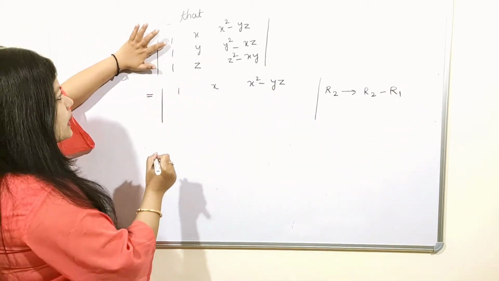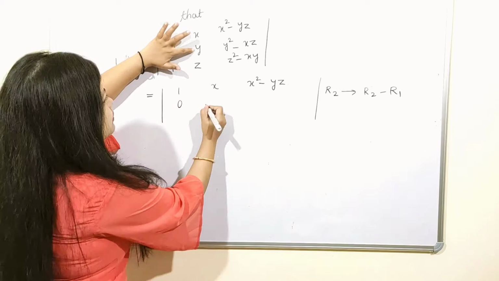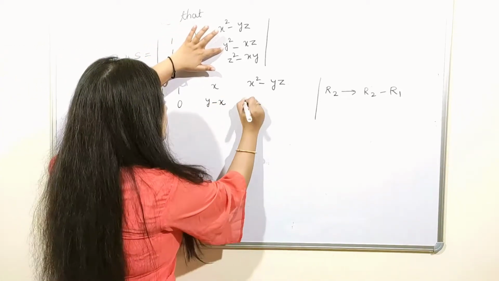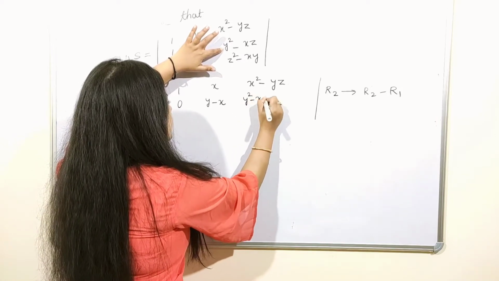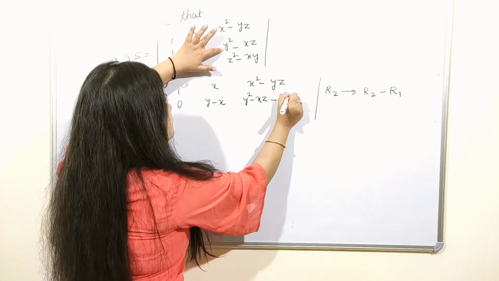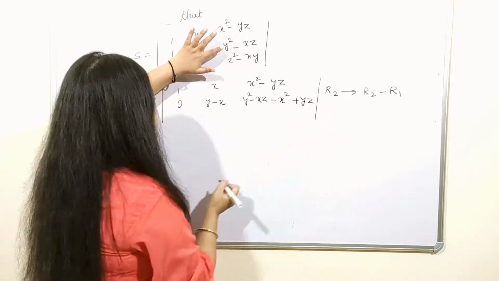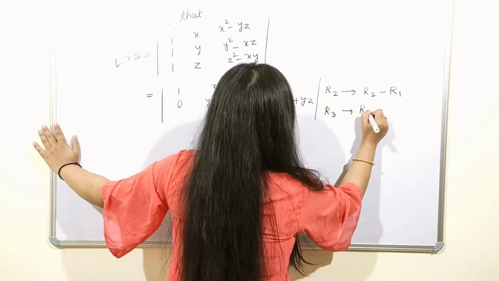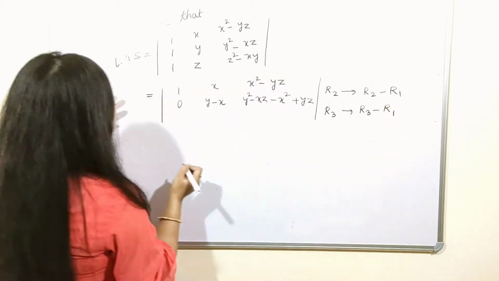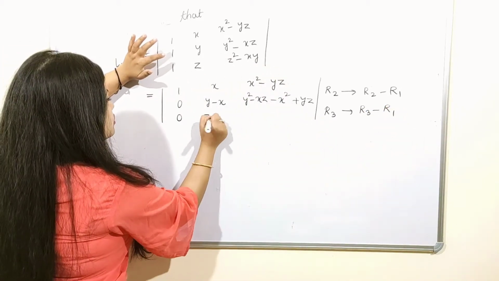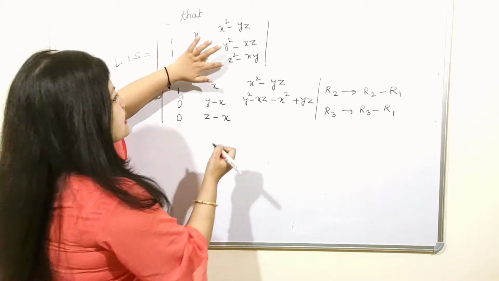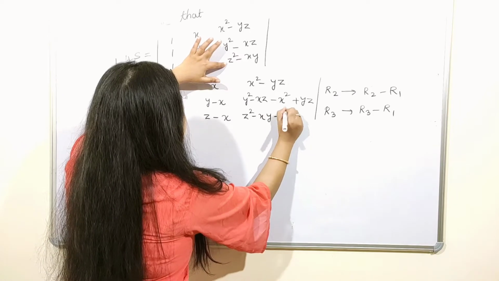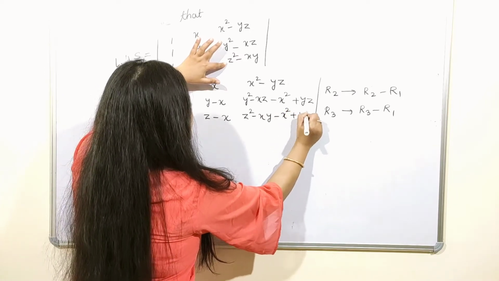That means 1 minus 1 is 0, y minus x, and it becomes y square minus xz minus x square plus yz. Then R3 is replaced by R3 minus R1: 1 minus 1 is 0, z minus x, and z square minus xy minus x square plus yz.